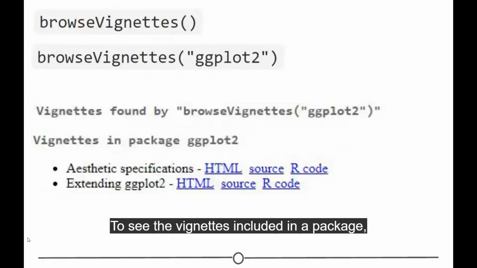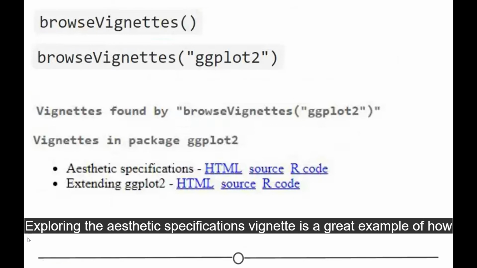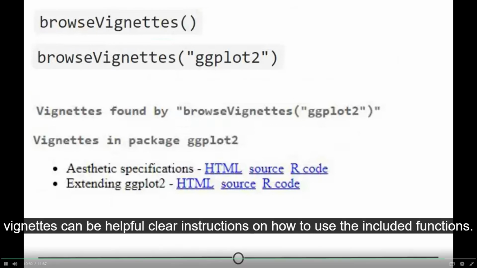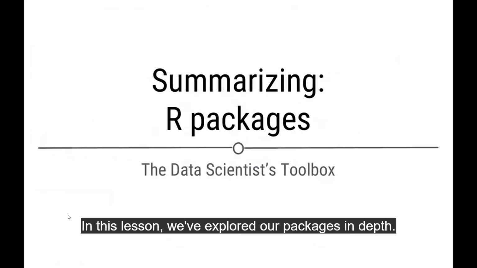To see the vignettes included in a package, you can use the browseVignettes function. For example, let's look at the vignettes included in ggplot2 using browseVignettes followed by ggplot2. You should see that there are two included vignettes, extending ggplot2 and aesthetic specifications. Exploring the aesthetic specifications vignette is a great example of how vignettes can be helpful, clear instructions on how to use the included functions. In this lesson, we've explored our packages in depth.